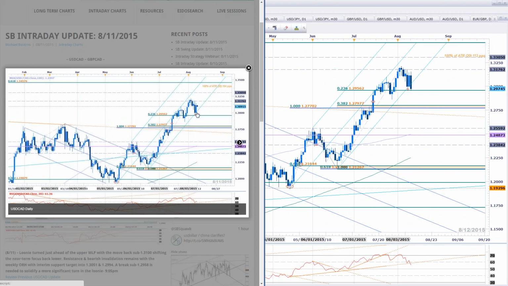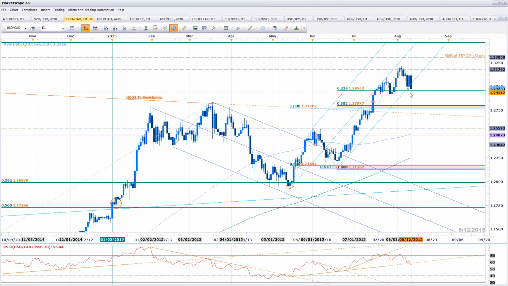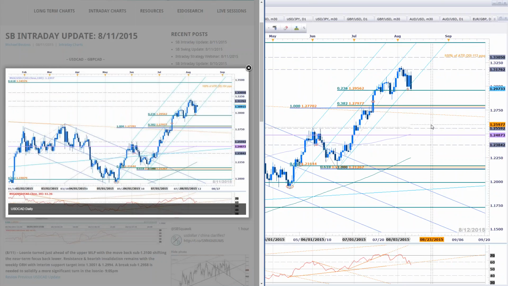So we're testing that level right now. The pullback, again, coming into this area of support, 129.56. Today's low so far was exactly 129.51. So we're right at that level of support. You could see a rebound from here heading into the U.S. trade session. But if you do break, the downside targets are pretty clear.